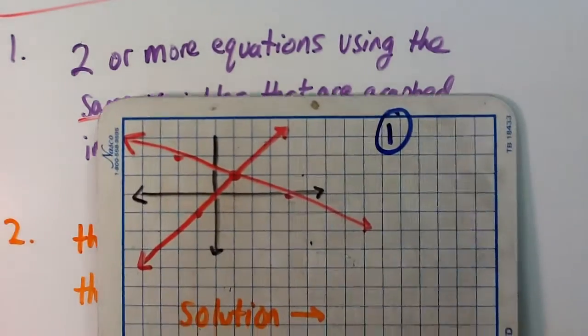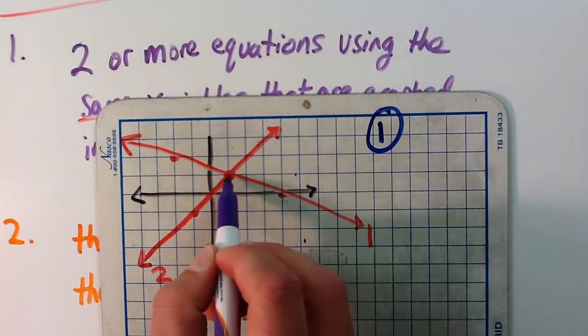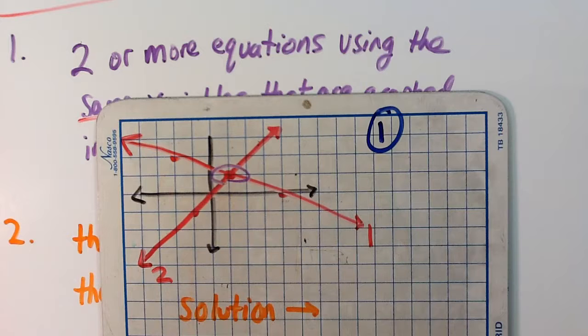Okay, so here in this graph, say we had two lines graphed. Let's call this line 1, call this line 2. Where do these two lines intersect? Well, as you can see, they cross right here at this point. And so we need the xy ordered pair where that point is at.